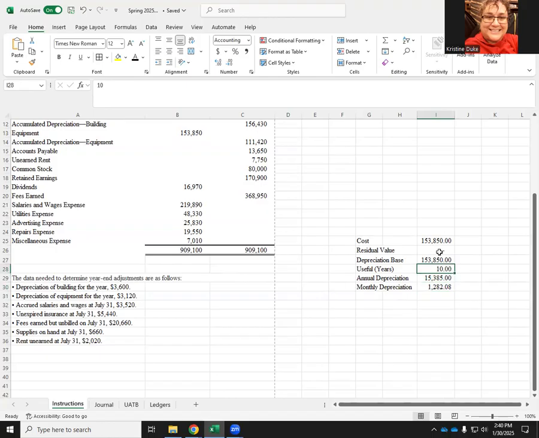Now, I could also make this 5 years. So look how it changes. 3 years, and so on and so forth. But we're going to use 10 years just because I feel like it. So that's how you do straight line depreciation. Cost minus your residual, and it could be anything. I could put that amount.